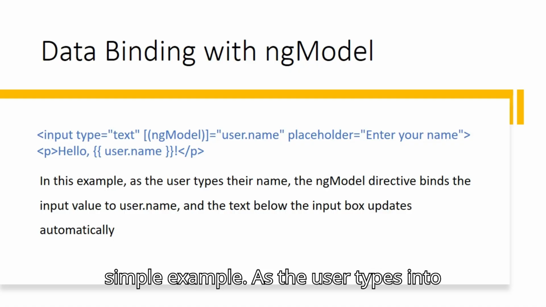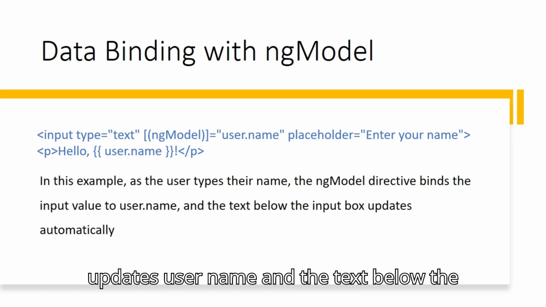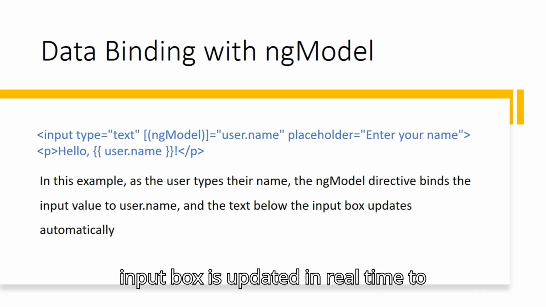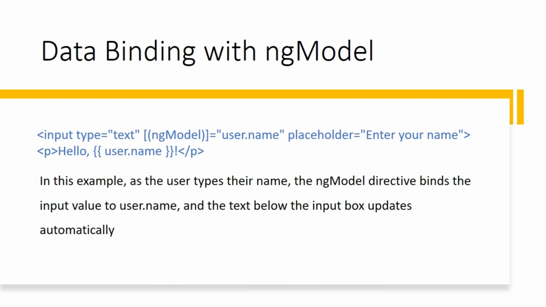As the user types into the input field, the ngModel directive updates user.name, and the text below the input box is updated in real time to reflect the entered value. This is what we mean by two-way data binding.